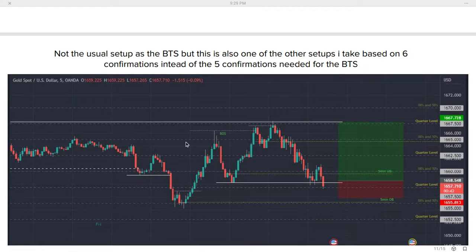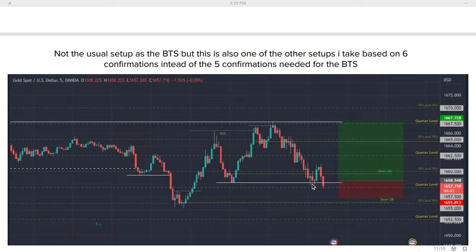Also, price in this area is at the low of the day, low of the week, and low of the current month. When price reaches these certain levels, there's a high probability that price, given confirmations, will bounce off from those levels and give you a good setup. In this case, a bullish setup.